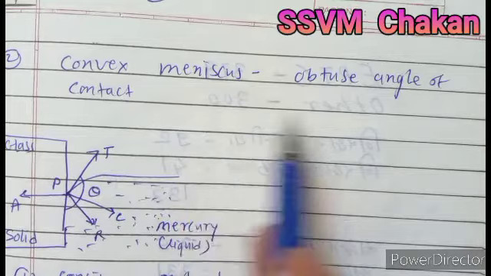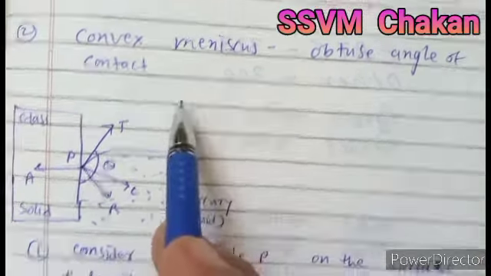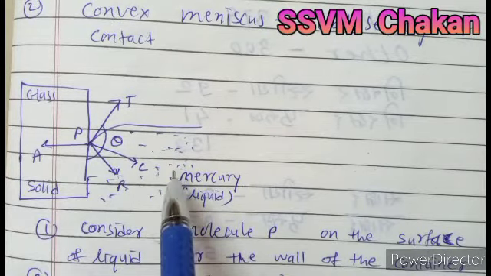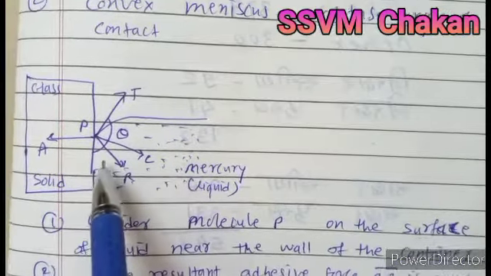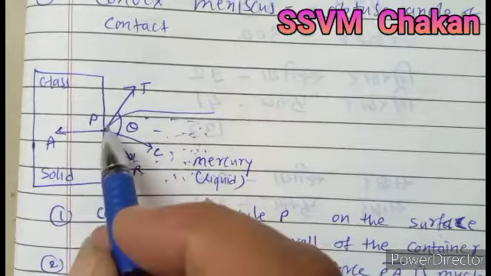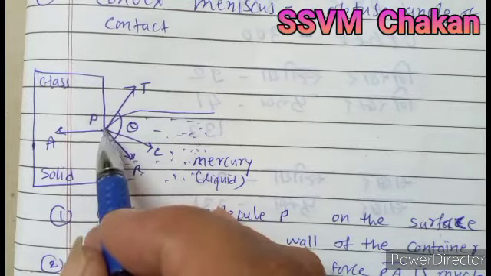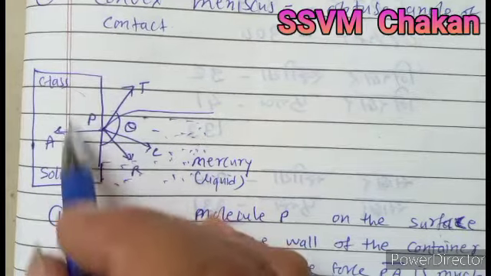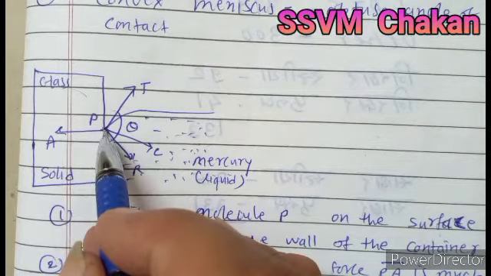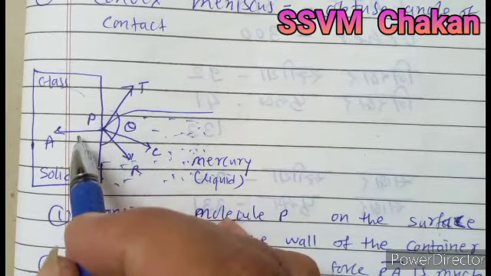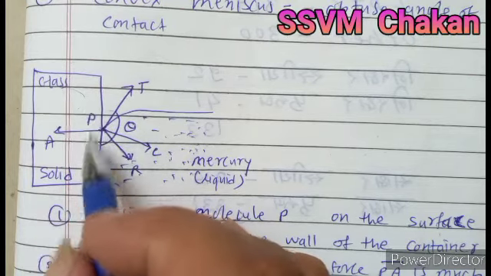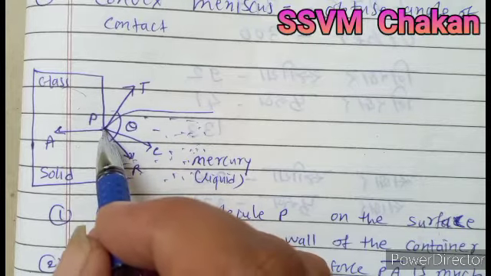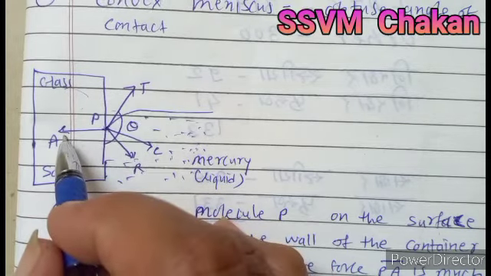Convex meniscus, obtuse angle of contact. We take the example of mercury and glass. Suppose the mercury molecule at a point P is attracted by the glass molecules. The resultant force applied by the glass molecules on the mercury molecule at point P is denoted by PA bar.